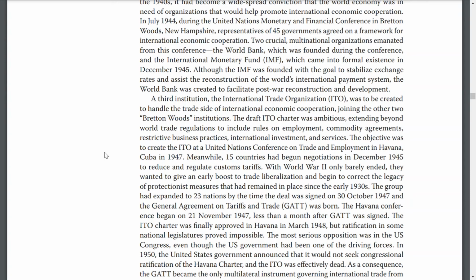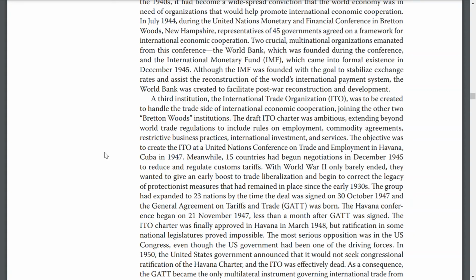With World War II only barely ended, they wanted to give an early boost to trade liberalization and begin to correct the legacy of the protectionist measures that had remained in place since the 1930s. The group had expanded to 23 nations by the time of the deal in 1947, and the General Agreement on Tariffs and Trade was born.